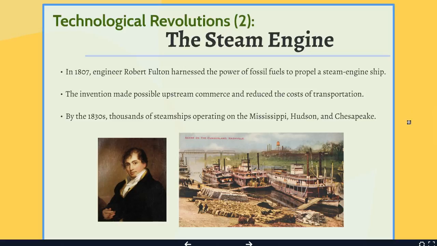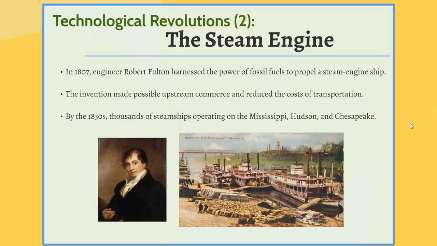Another example of one of these revolutionary technologies, certainly one of the most critical technologies that's going to make possible the Industrial Revolution, was the development of the steam engine in 1807 by an American engineer named Robert Fulton. Basically, what Fulton figured out is that you could harness the power of fossil fuels to propel any type of combustible engine. And so the fossil fuel in particular that he focused on was the burning of coal at very high temperatures. When you burn it, it then releases this steam that will then propel the engine.